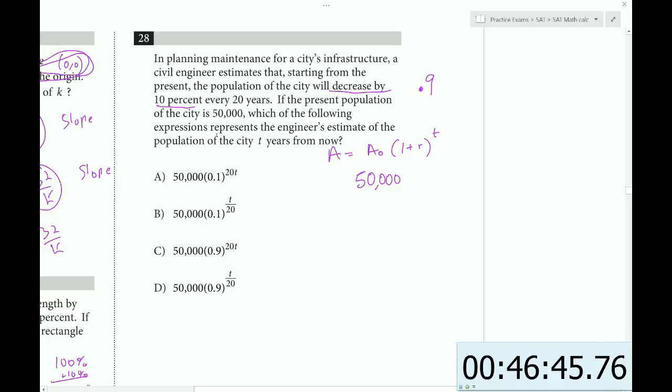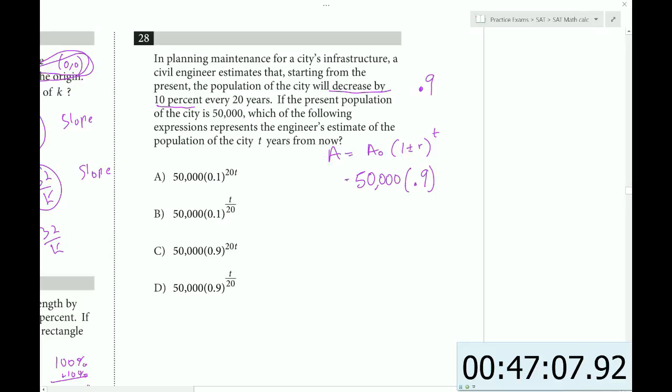Which of the following expressions represents the engineer's estimate of the population of the city t years from now? Okay. So in this case, we'll have 50,000, and then we'll have the multiplier here, which would be 0.9. In this case, 1 plus or minus r. The rate is 10%, so we do 1 subtract 10%. That gives us 0.9.